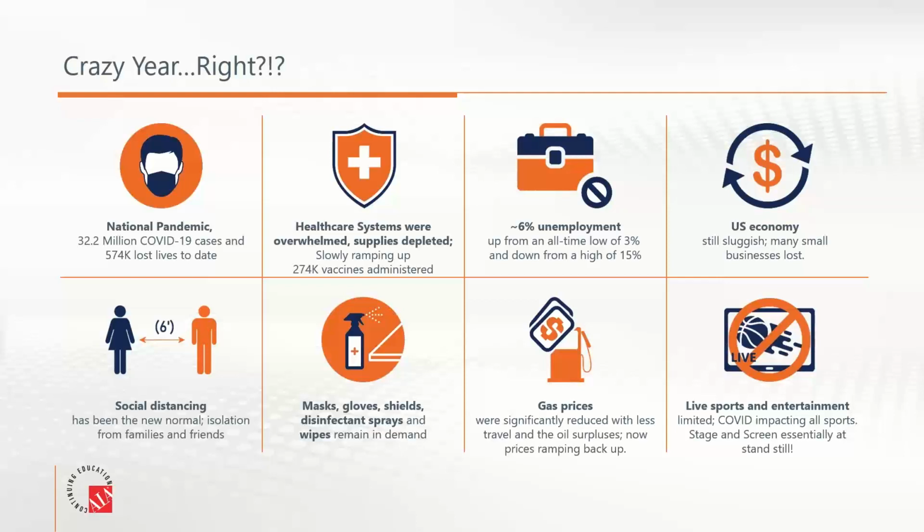We all know about the healthcare systems being overwhelmed and the supplies depleted. Our unemployment was at 3%, went all the way up to 15% at one point, and now it's kind of settled in the 6% range. The U.S. economy is still sluggish, especially the small businesses. We've learned a heck of a lot about social distancing, masks, gloves, shields, disinfectant sprays, wipes, etc.